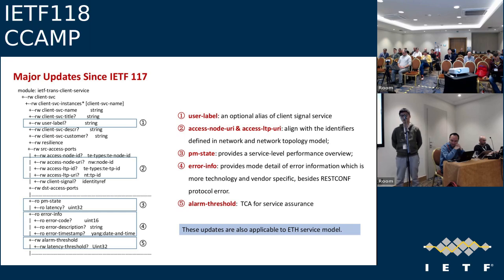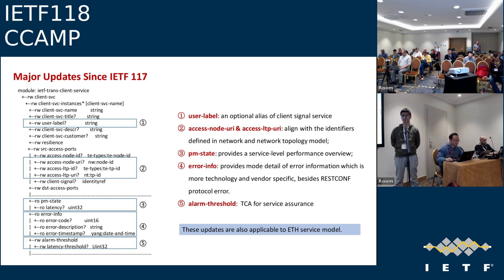At first, let me introduce the update we made since the last IETF meeting. First, we extend the user label, because some operators have a requirement to provide an alias for the service. The second extension is the access node ID and the LTP ID. This issue was raised when discussing the TE type update draft. It seems that our terminal model and service model are using the identifier from the TE topology and not the identifier from the network topology. Here we extend these two attributes, and we can also use the network topology model. It is an alignment.